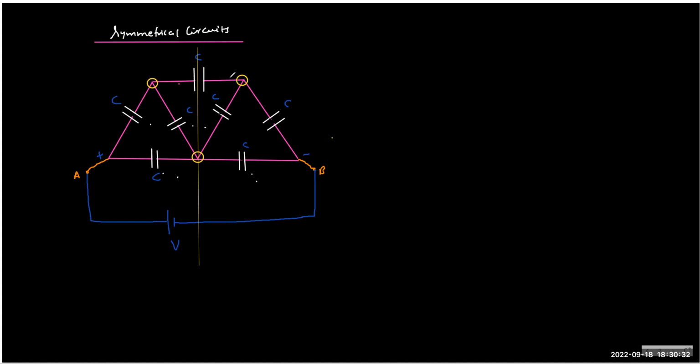Even the middle capacitor I can convert into 2 small capacitors, value 2C and 2C, because 2C and 2C in series becomes C. So I can replace this by this and this, and it will look like a perfect symmetrical electrical circuit. So a circuit with symmetry will have a lot of good things, and we'll try to explore what the good things are.